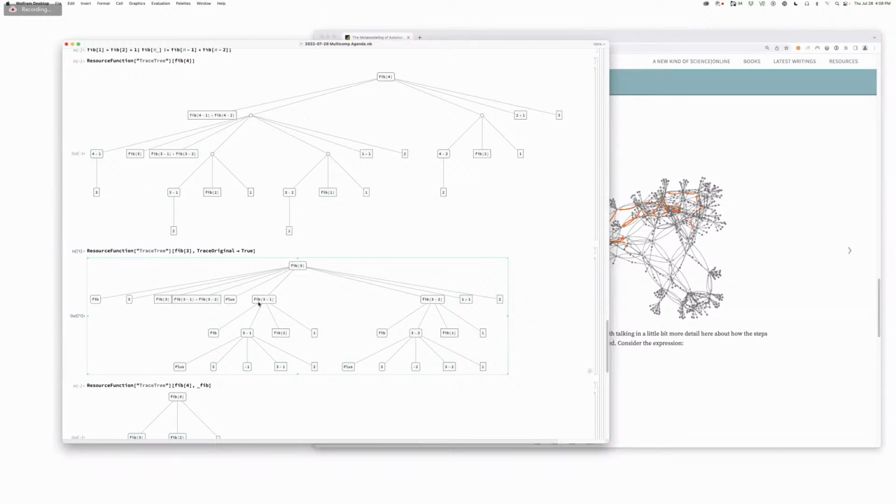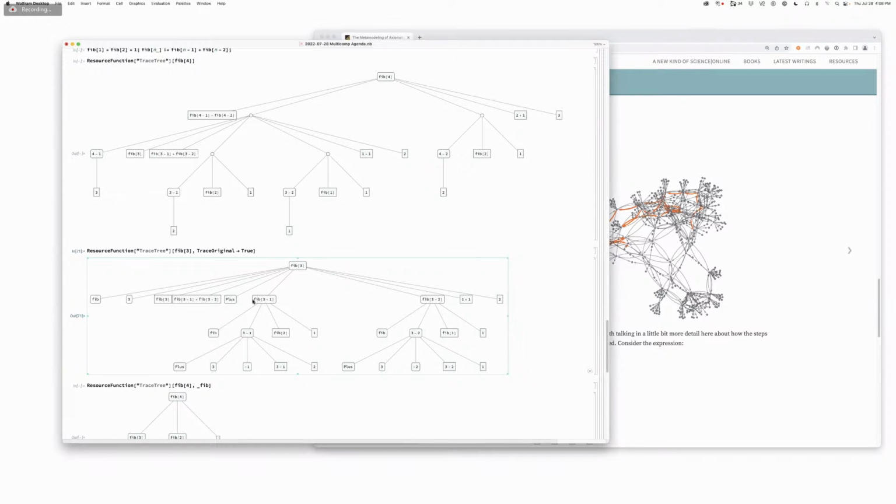So fib of 3 is the root, right? That's the original expression. Yep. It deconstructs into fib and into 3. Yep. So those are those round nodes there. Then those are reconstructed into fib of 3, and that's the leaf fib of 3. And then that transforms into fib of 3 - 1 plus fib of 3 - 2.